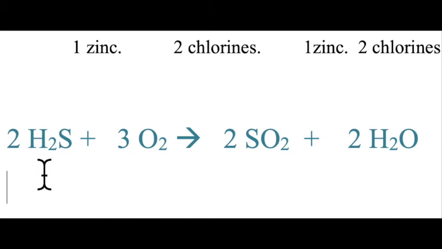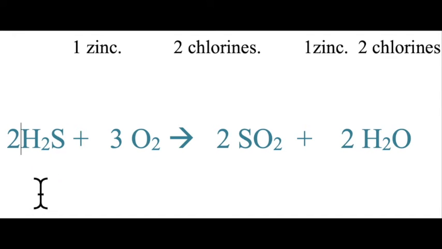Now, if you look here, you see a 2 coefficient. Whenever you have a 2 in front of the compound, that means you have a coefficient. The chemical formula is H2S, but the coefficient is just 2. So 2 times 2 is 4 hydrogens. Okay, that's what I have, 4 hydrogens, because there are 2 times 2 hydrogens.